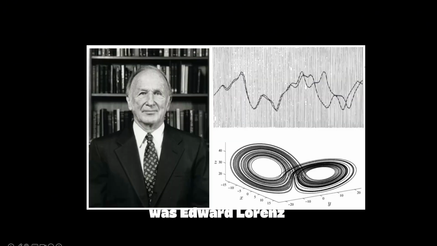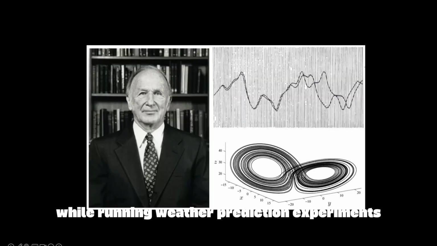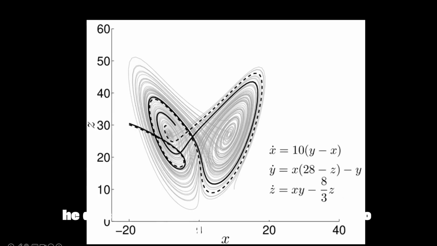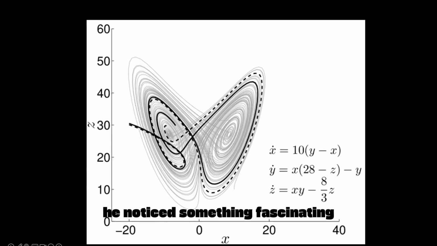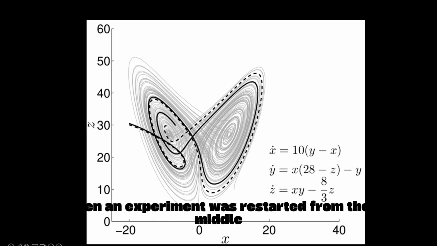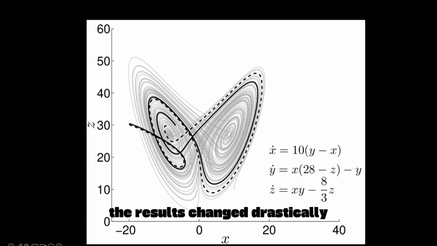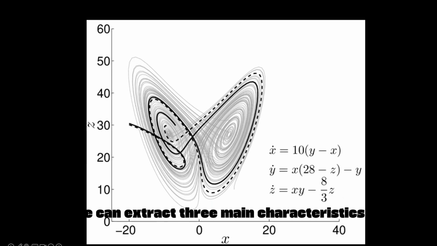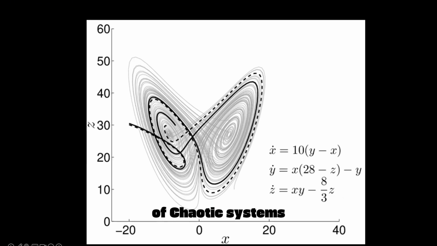One of the first people to explore chaos theory was Edward Lorenz. While running weather prediction experiments, he discovered what we now call the Lorenz equations. He noticed something fascinating: when an experiment was restarted from the middle instead of the beginning, the results changed drastically. From his work, we can extract three main characteristics of chaotic systems.